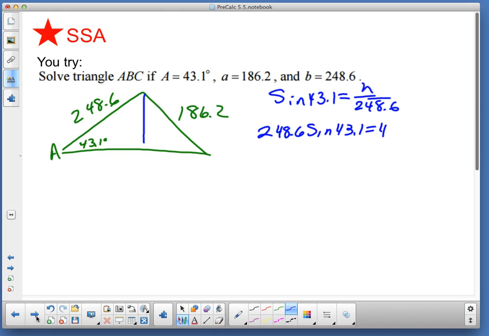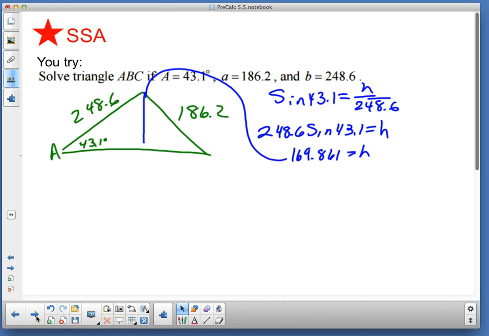Well, I need a calculator, and I had to go all the way back to my desk to grab one. Check my mode, make sure it's in degrees, and it is, thank goodness. And now we're going to go 248.6 times sine of 43.1, and that is going to give me h, what we're looking for, 169.861. Okay, that's my height right there.